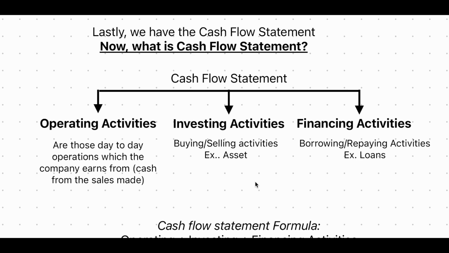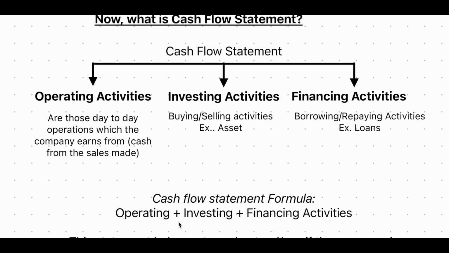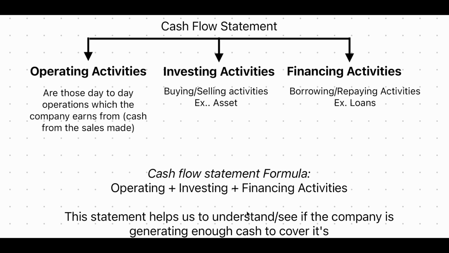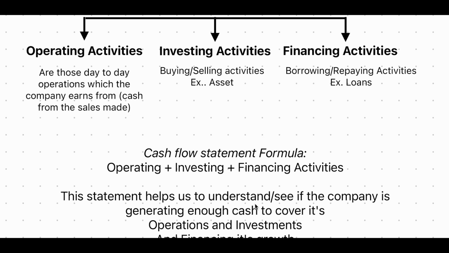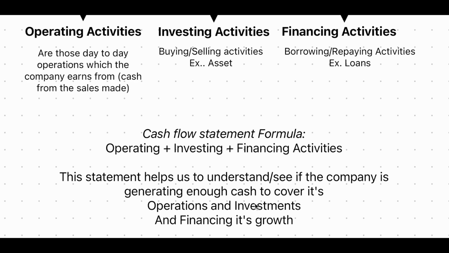Now coming to the cash flow statement formula, you can see that the operating activities plus investing activities plus financing activities will give you your cash flow statement. So this statement helps us to understand and see if the company is generating enough cash to cover its operations and investments and financing its growth.